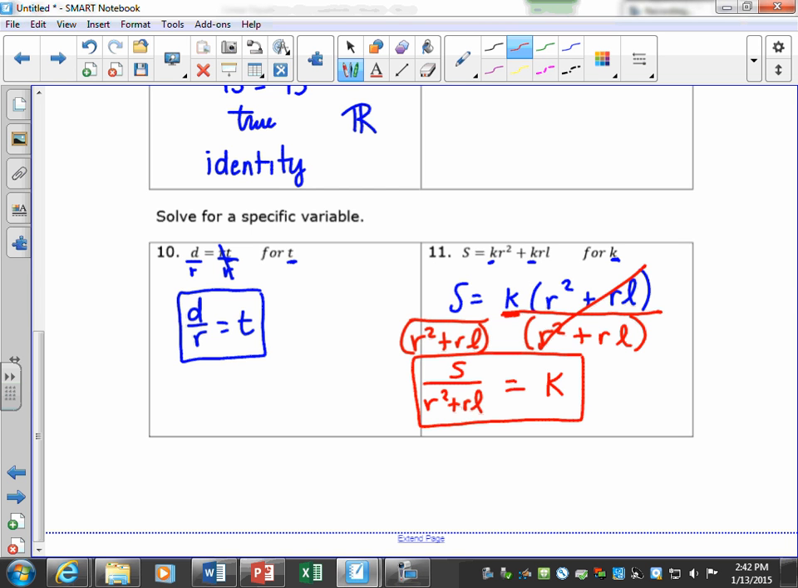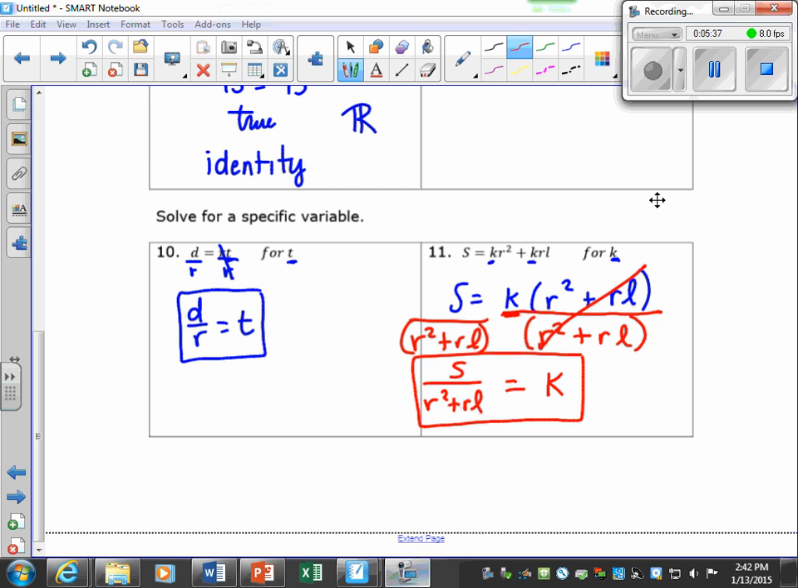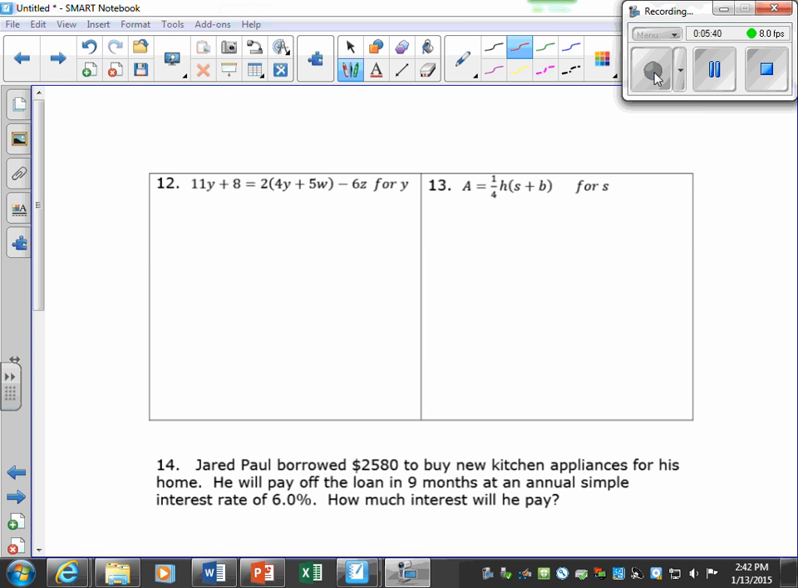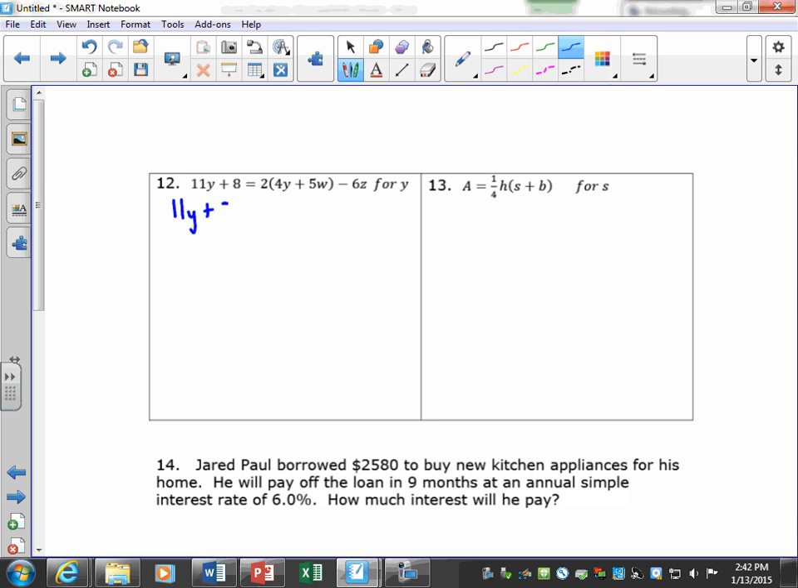We're going to look at two more of these. We're going to distribute first, simplify first. 11y plus 8. Over here we would get 8y plus 10w minus 6z.